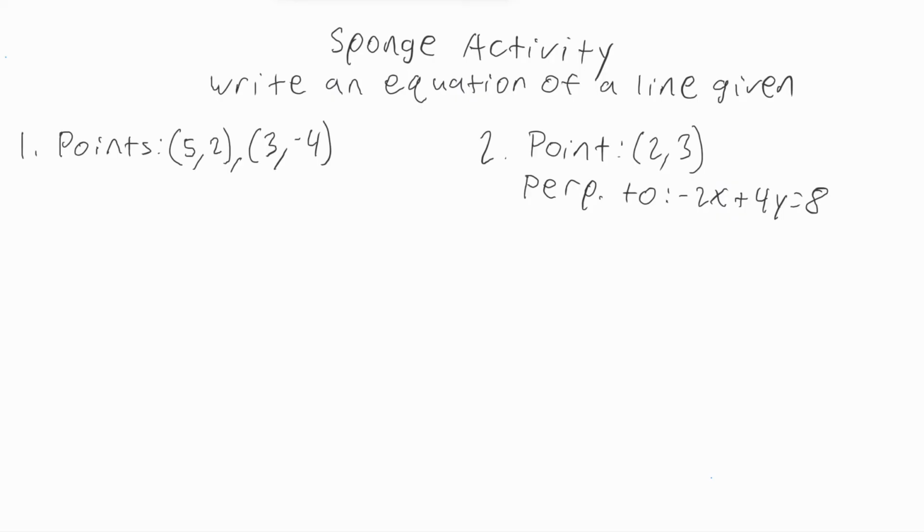All right, now time for the sponge activity. For this, I want you, for each problem, to write an equation of a line given, and in number 1, given the points 5, 2, and 3, negative 4. And for number 2, given the point 2, 3, and knowing that it's perpendicular to the line negative 2x plus 4y equals 8. All right, that's it for this lesson.